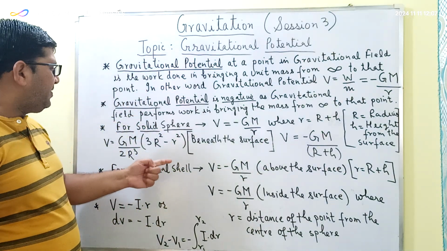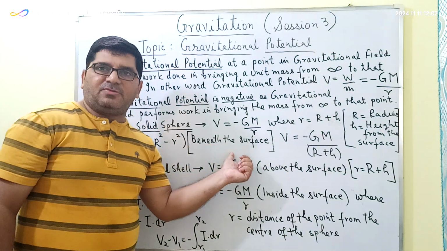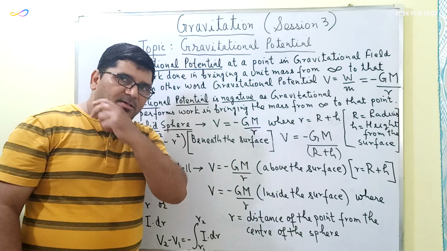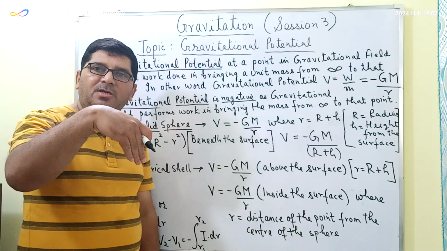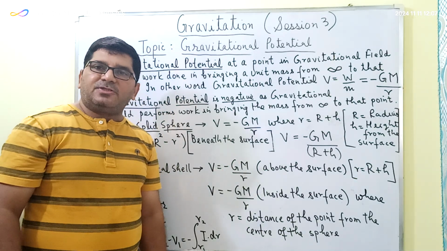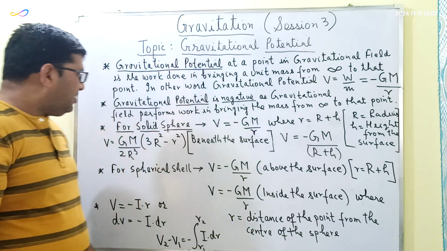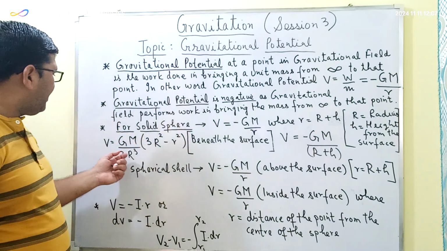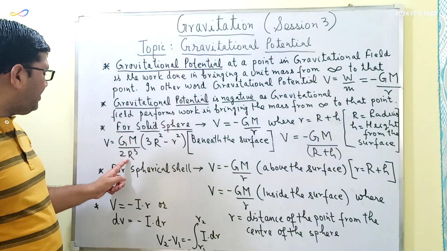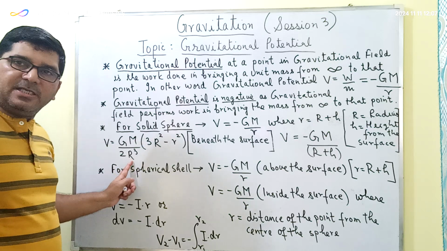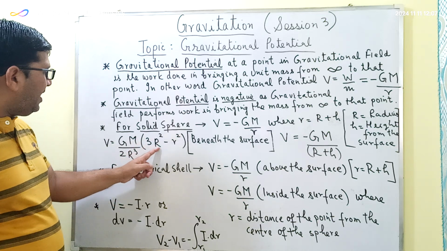Now the gravitational potential beneath the surface of the Earth, that is, when we go down into the surface of the Earth towards the center, is equal to Gm divided by 2r cube, where r is the radius of the Earth, in bracket 3r square.